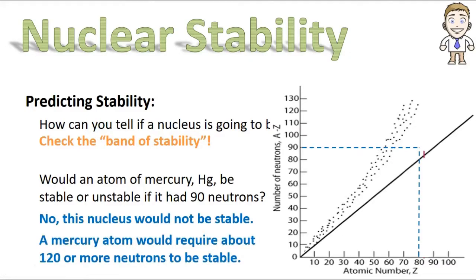You could also say that that atom of mercury, in order to be stable, would have to be up in this range, probably at somewhere around 120 neutrons to achieve stability.